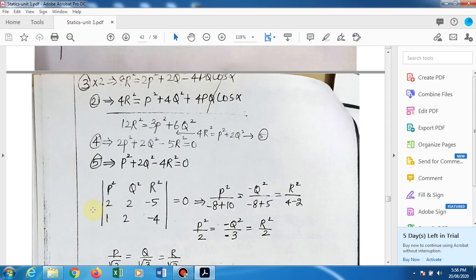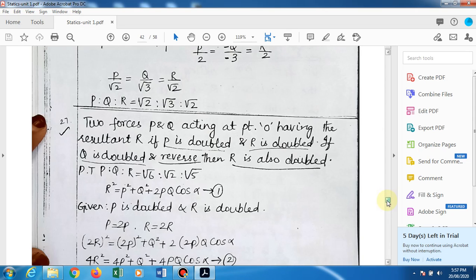Then by using this, p square, q square, r square, 2 2 minus 5 1 2 minus 4, resolve this and you will get the values for p, q and r. Okay girls, p is to q is to r is equal to root 2 is to root 3 is to root 2. This problem is the same as before. The next problem is also the same as the previous problem, nothing to worry.